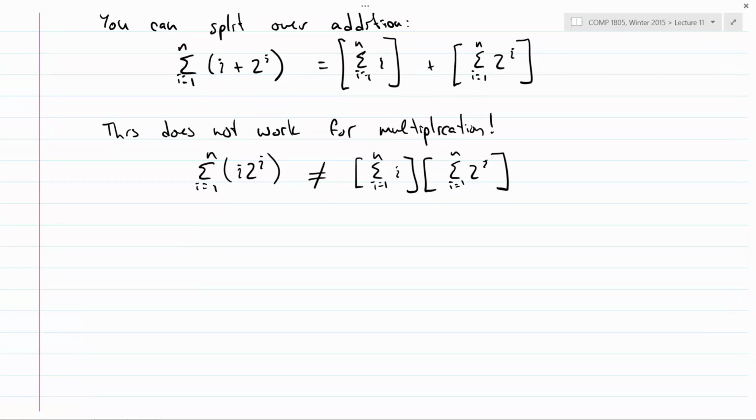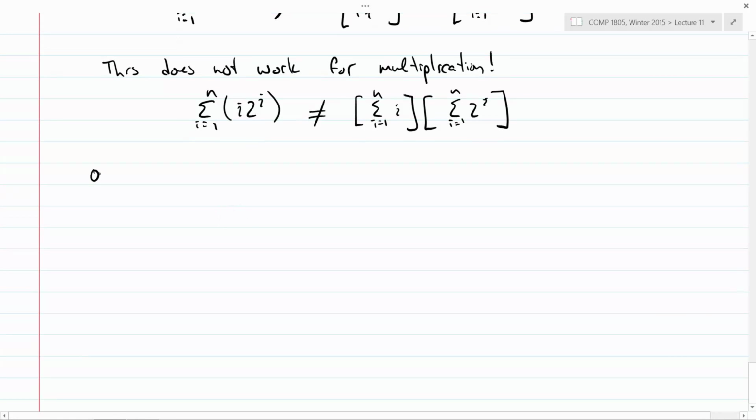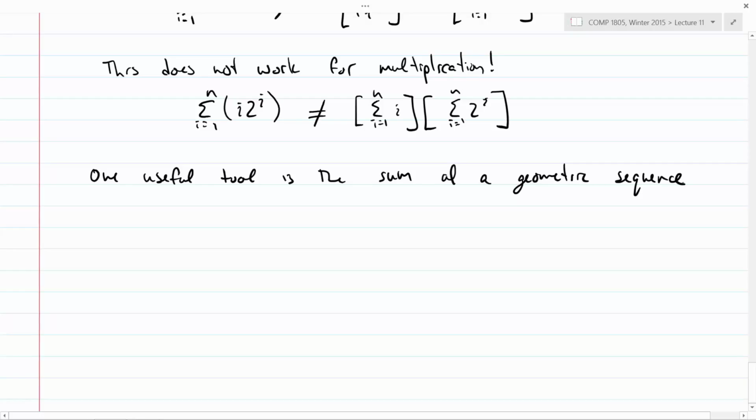All right, so let's think a little bit about some kinds of formulas that we can use. I've been alluding to the fact that there are formulas for some of these sums, so let's go over some of them. One useful one is the sum of a geometric sequence. So this is why I told you about geometric sequences, so I could tell you this. This is a really useful formula, and it comes up a lot, and I strongly suggest you memorize it.